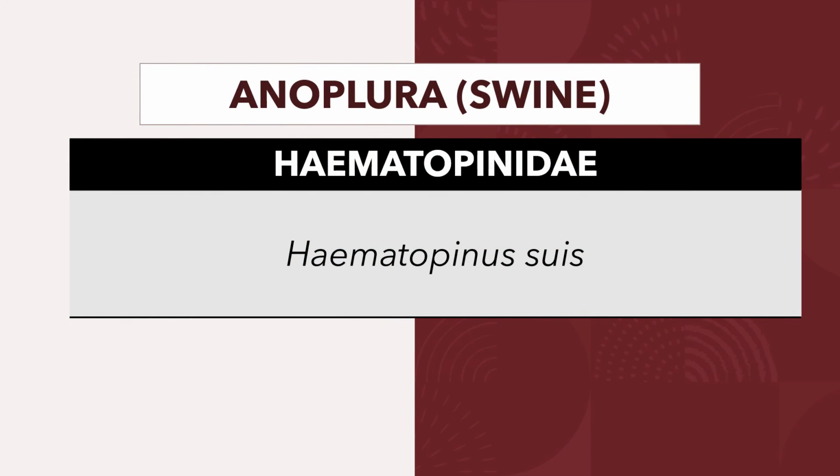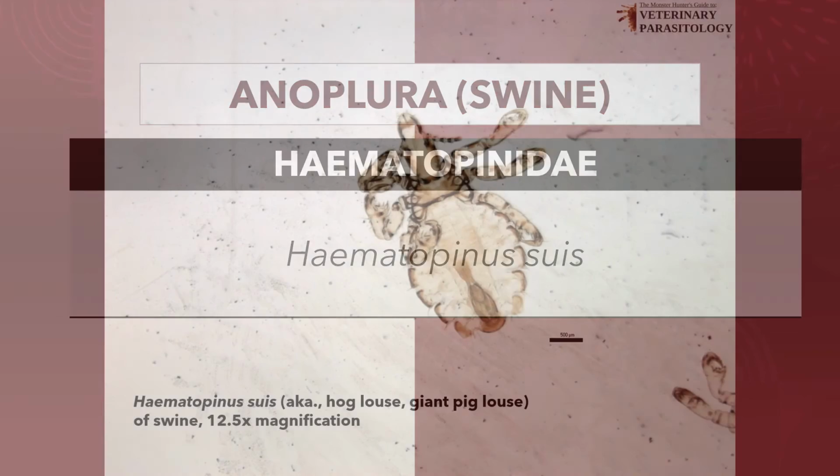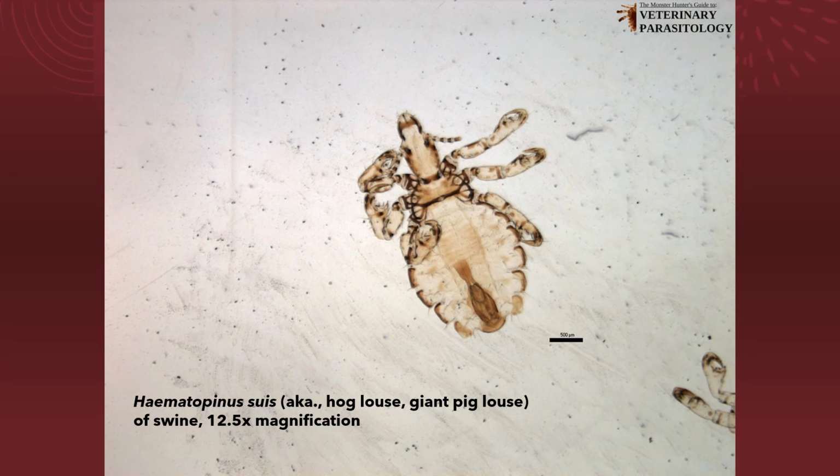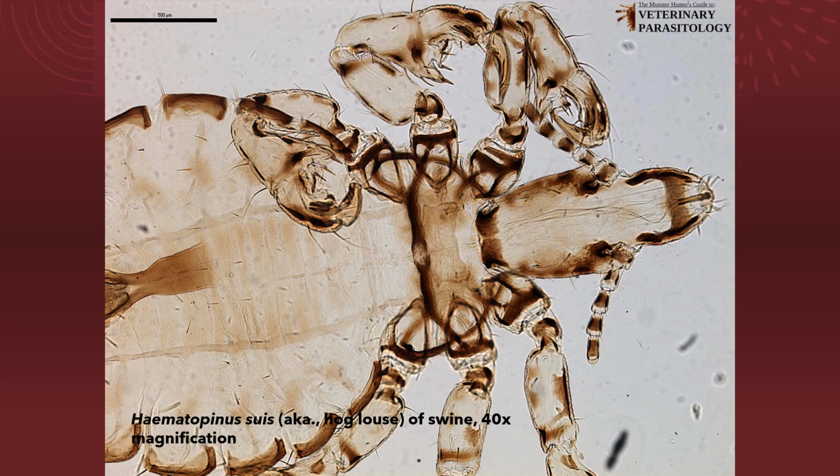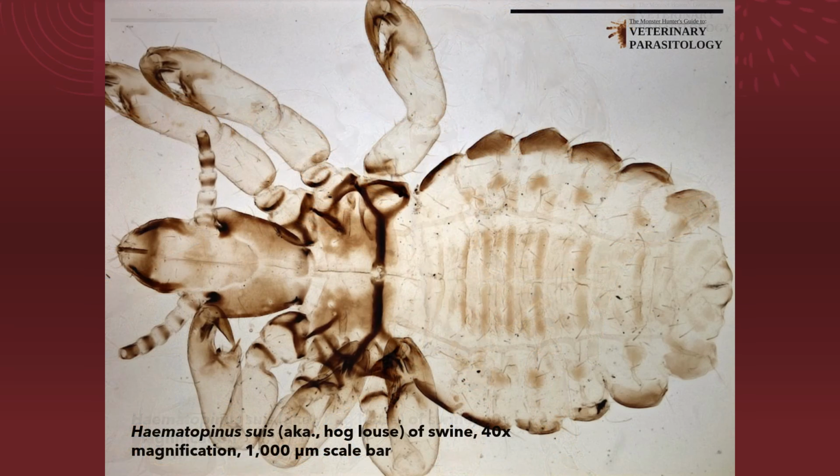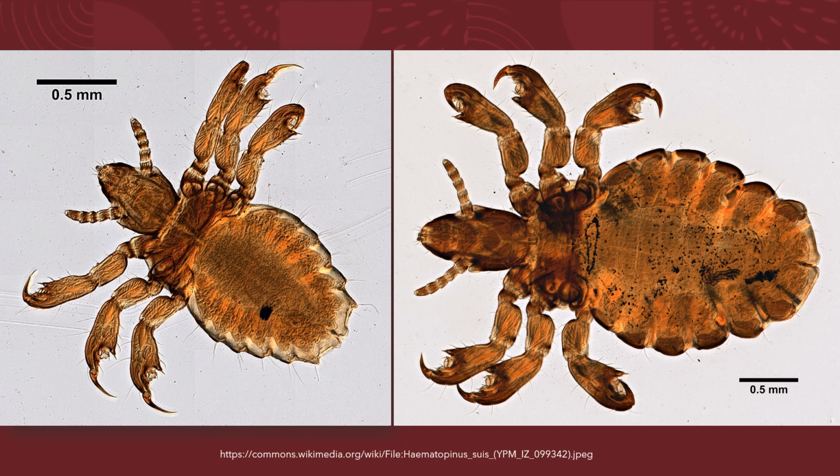Pigs are infested by the sucking louse from the Haematopinidae family, and that species is the Haematopinus suis. This diagram shows the Haematopinus suis of pigs, also known as hog louse or giant pig louse, at 12.5 magnification. This is a closer look of the Haematopinus suis of swine at 40 times magnification. This is another diagram of the Haematopinus suis at 40 times magnification. This is another diagram of the Haematopinus suis of pigs.